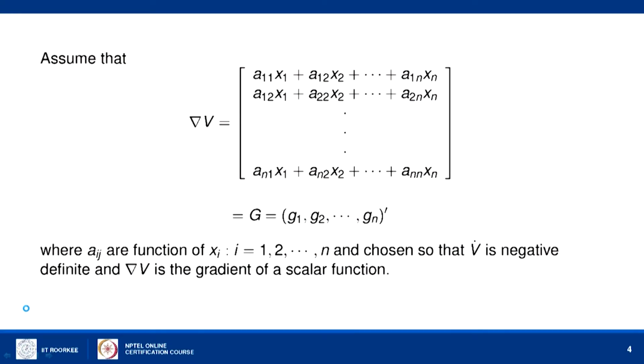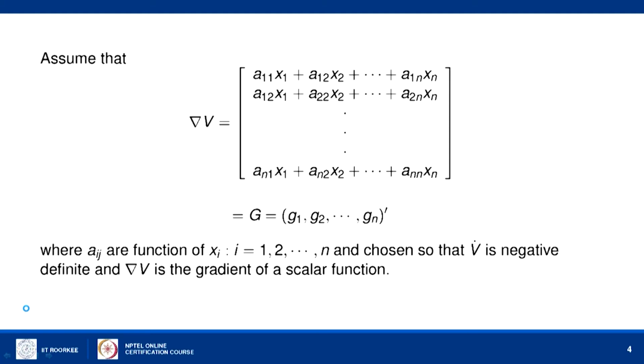For this we just assume the following. Let us assume that del v is in this particular form, because del v is a vector. We say the first component is a11 x1 plus a12 x2 etc., and the nth component is an1 x1 plus an2 x2 etc., where the aij are also functions of xi. They are not constants here, we can assume them to be functions of xi, i equal to 1, 2, 3 up to n.